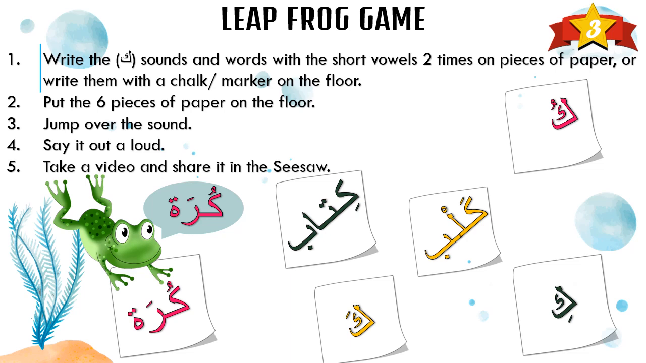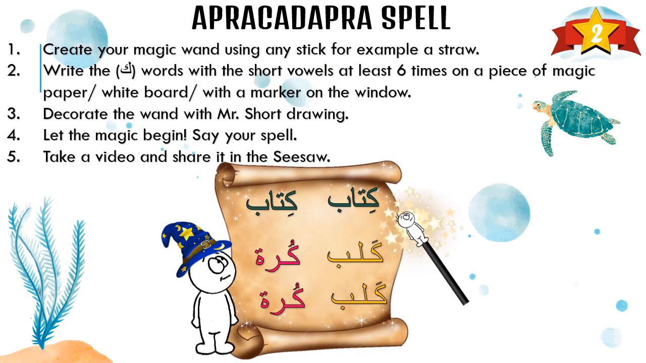In Abracadabra spell level 2, you need to write the words that have k sound with short vowels. My spell is kitab, kitab, kalb, kura, kalb, kura. Woo! I got kura from my spell. What will you get from your spell? Write your own spell and share it with us in the seesaw.